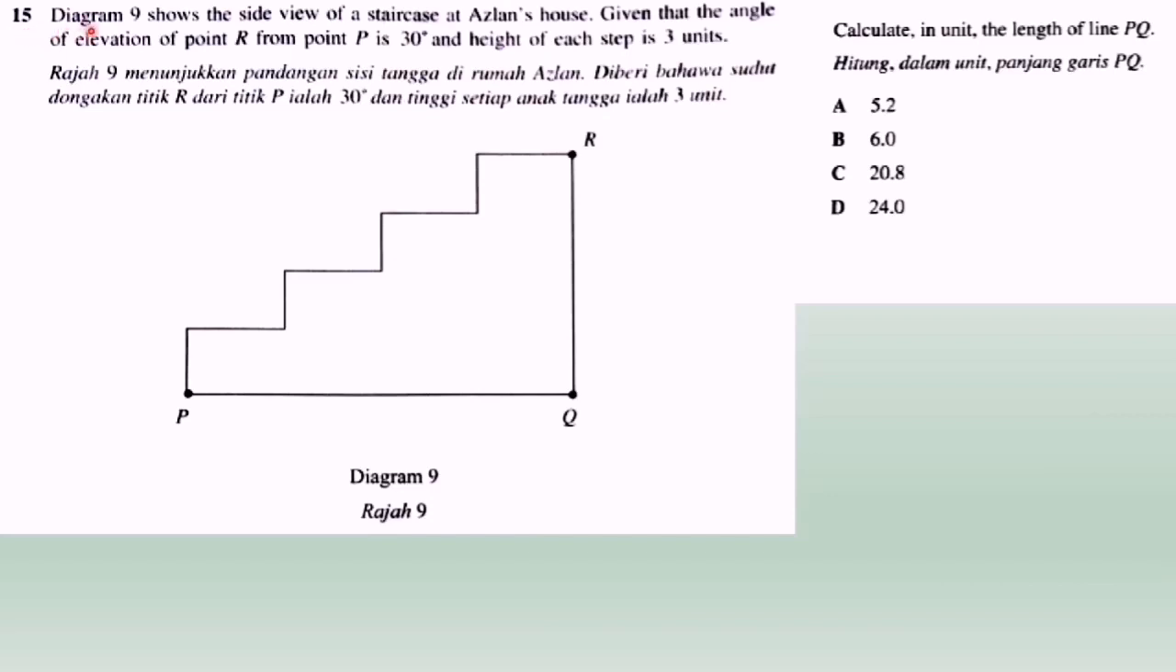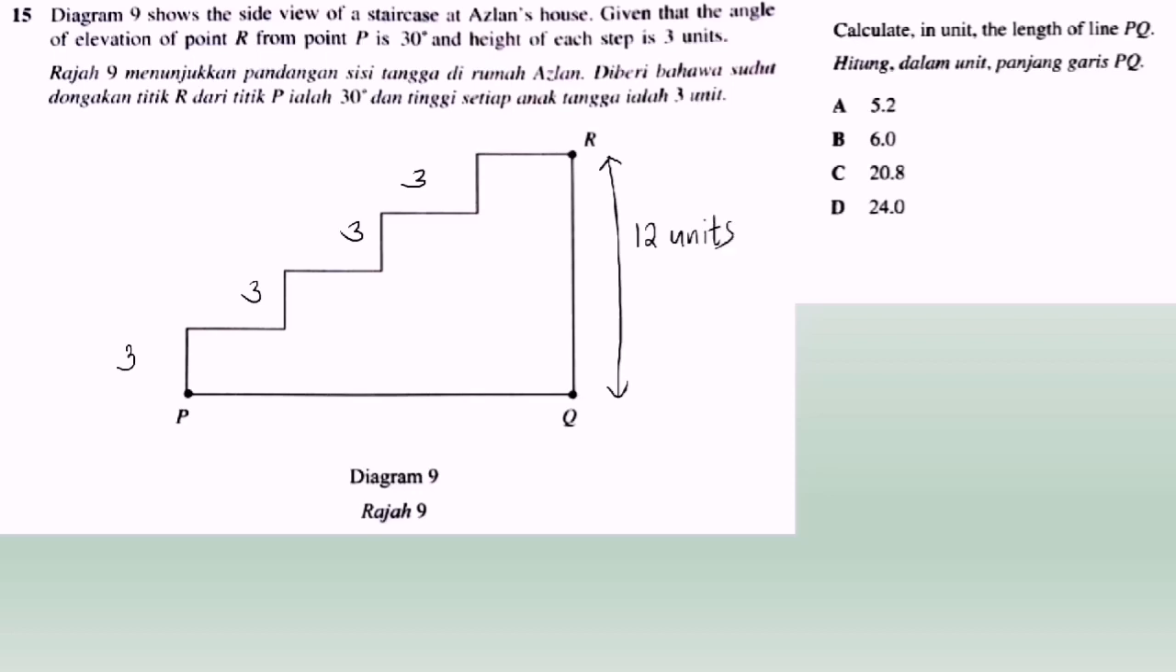Question number 15. Diagram 9 shows the side view of a staircase at Aslan's house. Given that the angle of elevation of point R from point P is 30 degrees and height of each step is 3 units. Calculate in units the length of line PQ. We know each step is 3 units, so RQ equals 12 units.